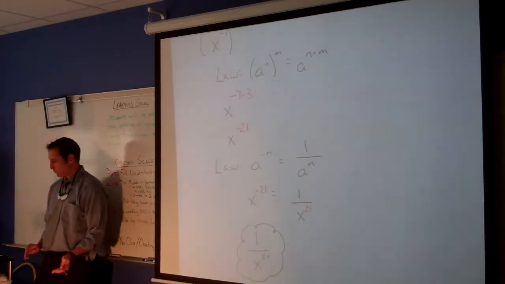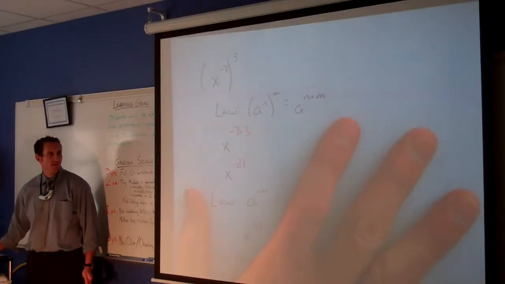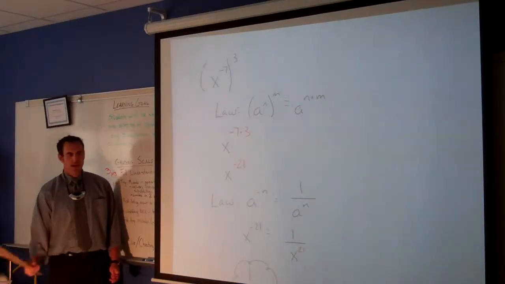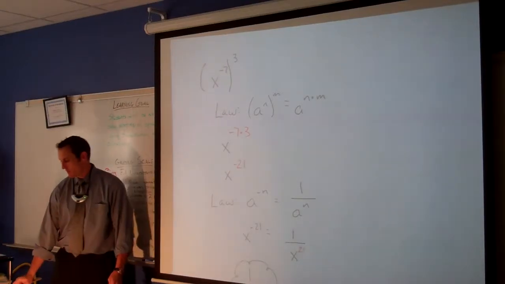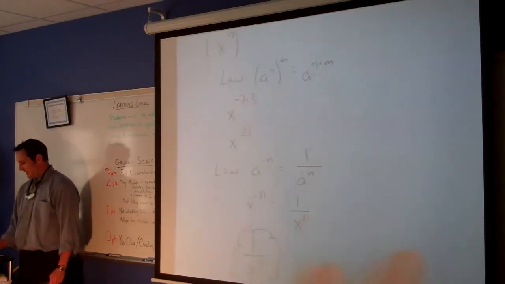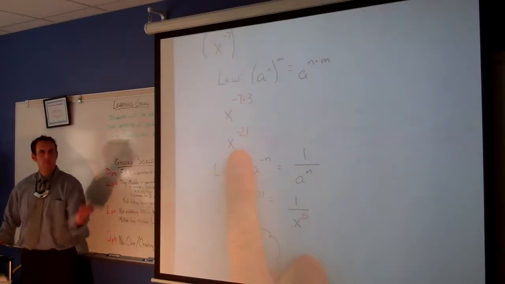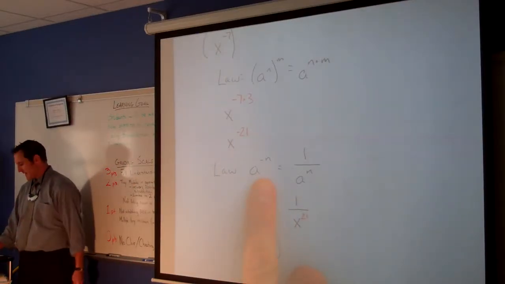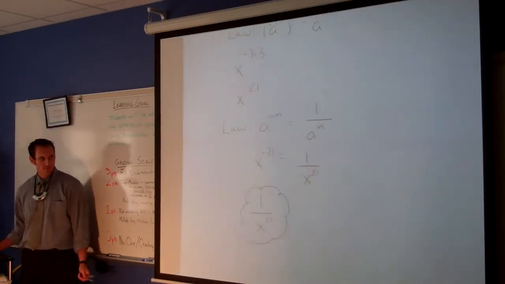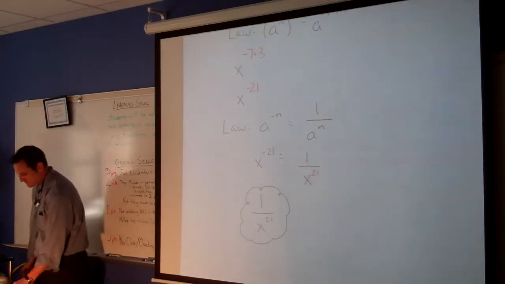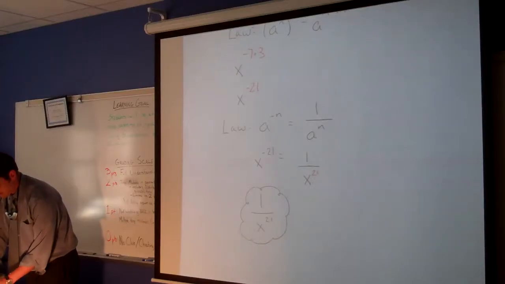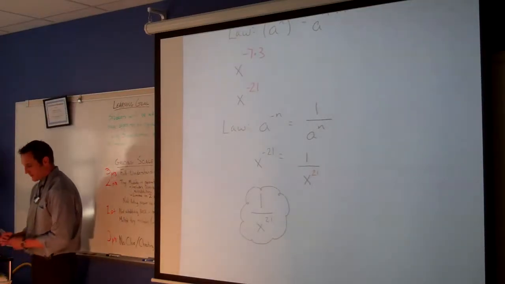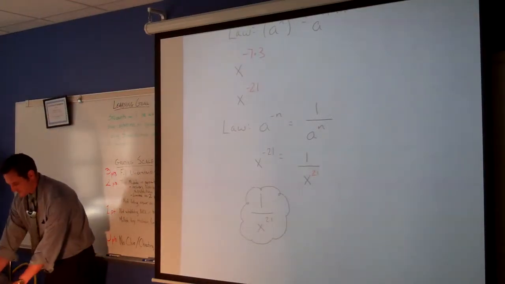Okay, so here's how we begin. We have our expression here, keep the base, multiply the two exponents, and then we have x to the negative 21. Use the previous law of exponents on that, and then we have 1 over x to the positive 21. So there's that example. So let's see another law of exponents.